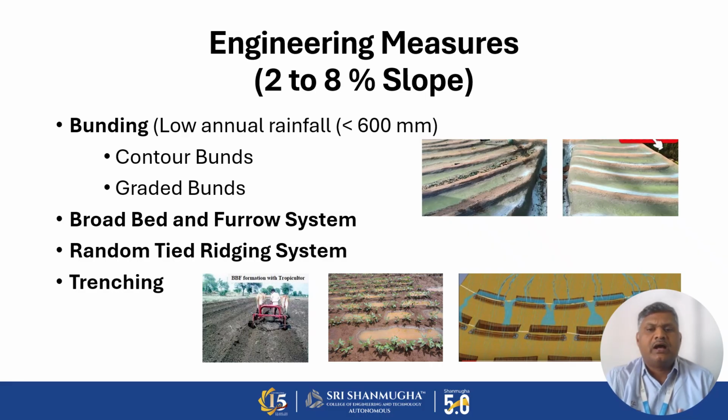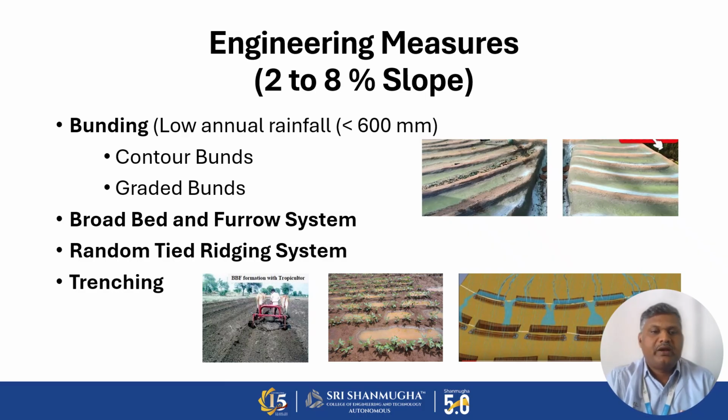Contour bunds are developed where the average annual rainfall is low and medium, and graded bunds are constructed in heavy rainfall and medium rainfall areas. Lesser than 600 mm annual rainfall is low rainfall, 600 to 750 is medium rainfall area, and greater than 750 millimeter is the higher rainfall area. So this is adapted here.